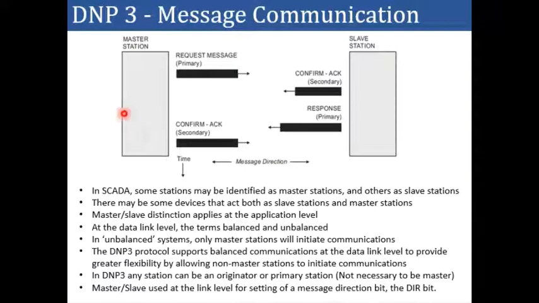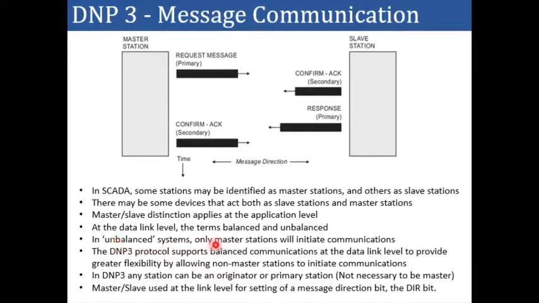So in this way the message communication happens between master station and slave station. Some important things to consider in case of message communications are as follows. In SCADA, some stations may be identified as master stations and some others as slave stations. Generally the RTUs are considered slave stations and the control center servers are considered master stations. There may be some devices which can act both as slave station as well as master station. The master-slave distinction will be applicable only at the application layer level, while in the data link layer we generally talk about balanced as well as unbalanced data communication.